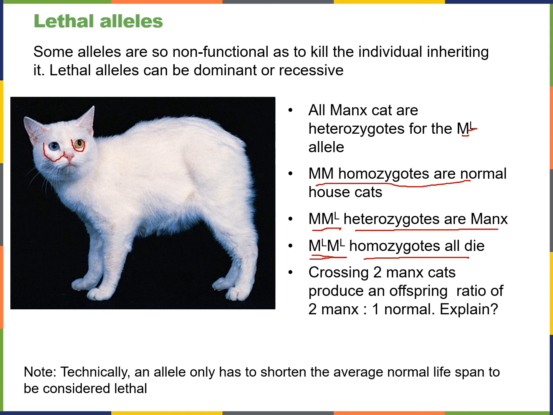Crossing 2 Manx cats produces an offspring ratio of 2 Manx to 1 normal. Why does this happen? This is what I want you to think about. How many offspring were there? Did any of them die? Is this the proper ratio? Let me know.